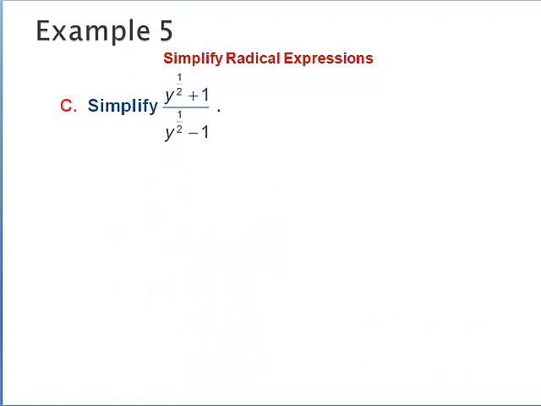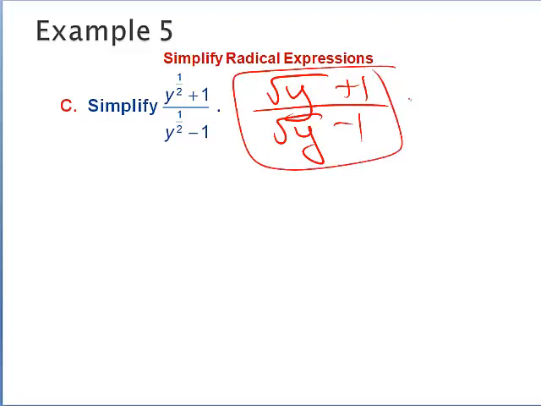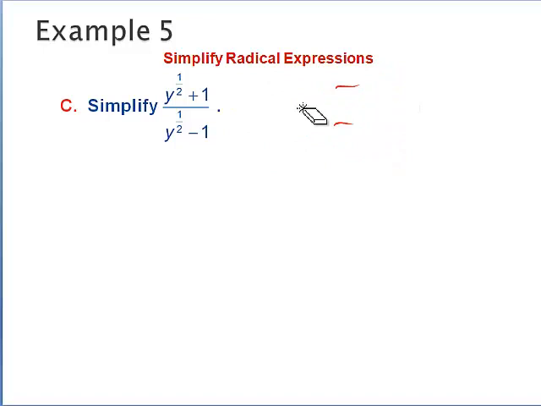For the last one, this kind of incorporates simplifying the rational exponents as well as using that conjugate rule in the denominator. Remember, this is the same as square root of y plus 1 over the square root of y minus 1. That's what this question is equivalent to. And we can't have a radical in the denominator. So that means that we have to use the conjugate because it's a binomial to simplify the denominator.